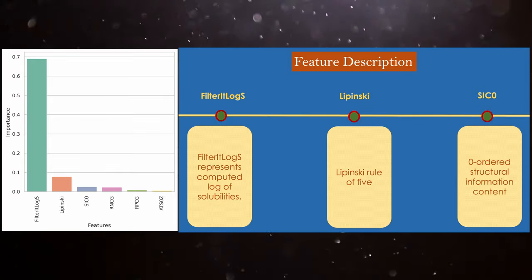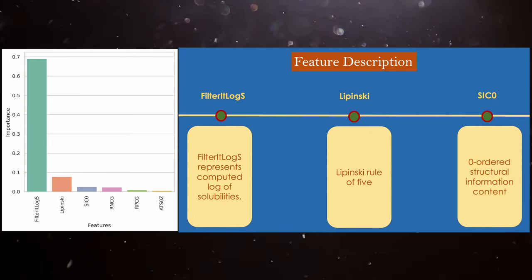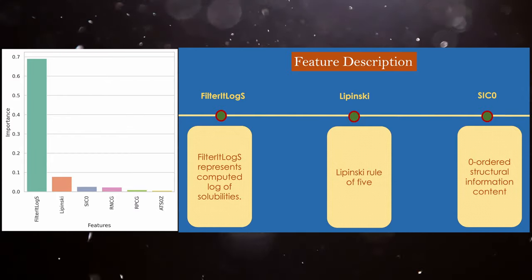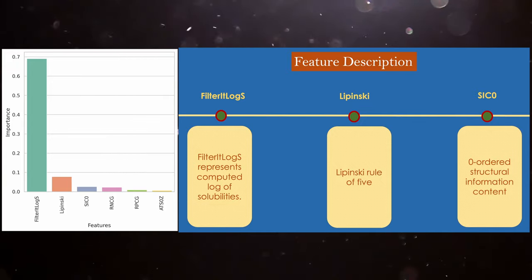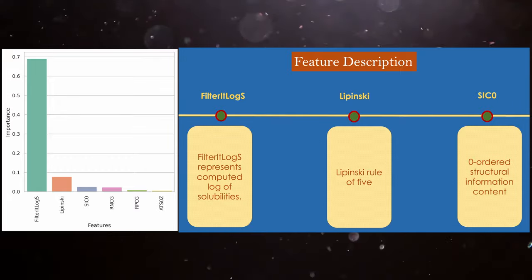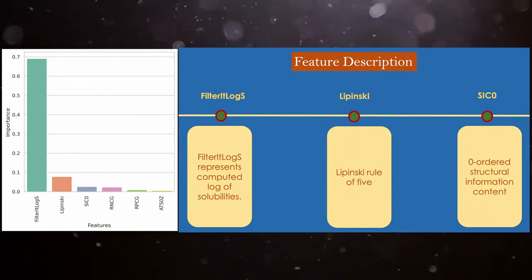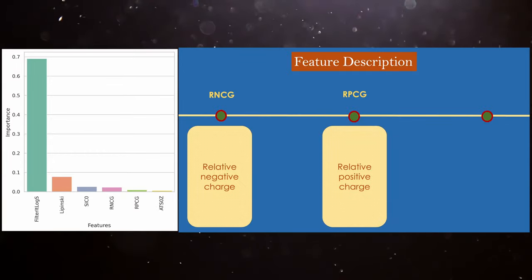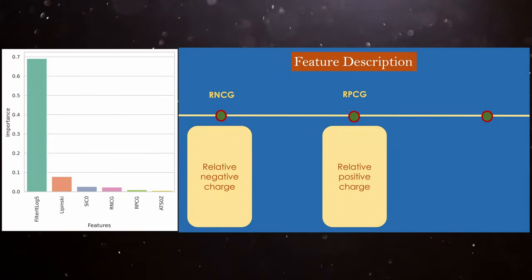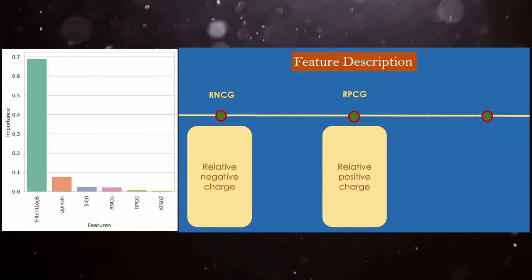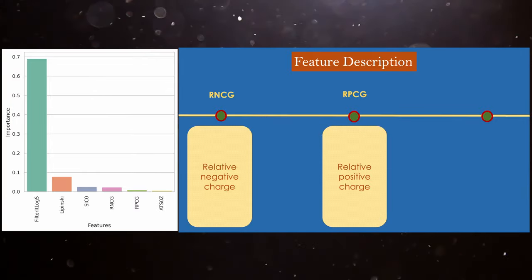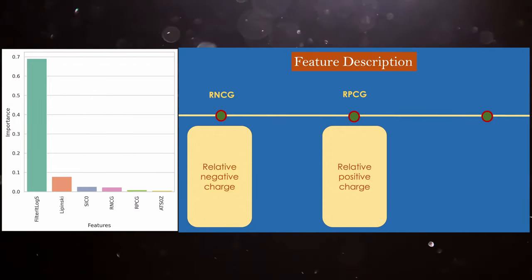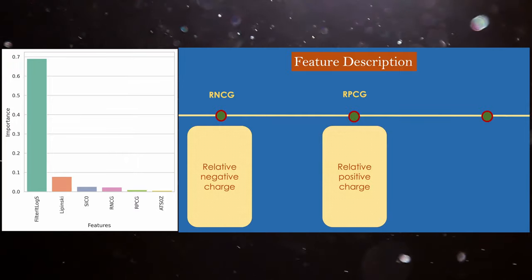One of the other descriptors is SIC0, which takes into account the structural information content. So they basically belong to the IC or information content class of MODRED, and it just grabs information about what atoms are connected to what other atoms and how, and apparently that information is important to predict the solubilities. RNCG and RPCG, they take into account the relative negative and positive charges respectively. You can think of them as descriptors which can take into account non-covalent interactions. For example, if we have a compound with large relative positive charge, water can surround and thus stabilize these molecules more efficiently via electrostatic interactions, and these interactions may enhance the solubility of these compounds in water.